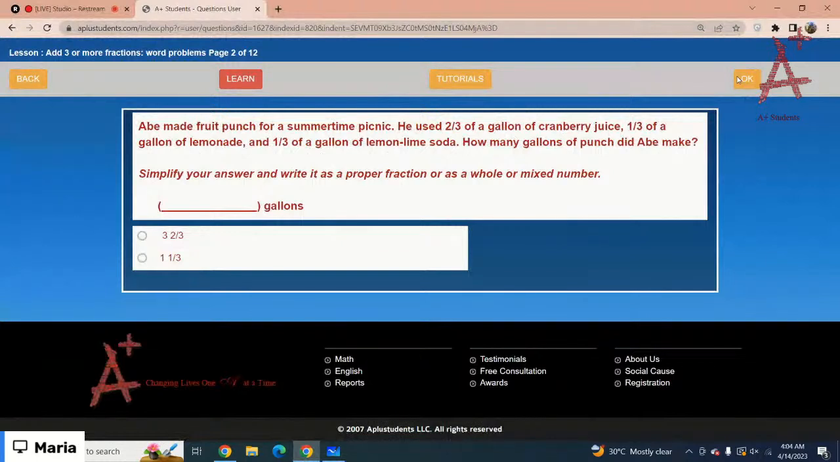Abe made fruit punch for a summertime picnic. He used two-thirds of a gallon of cranberry juice, one-third of a gallon of lemonade, and one-third of a gallon of lemon lime soda. How many gallons of punch did Abe make?